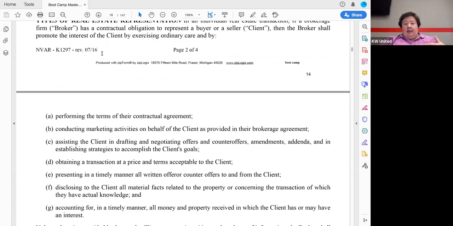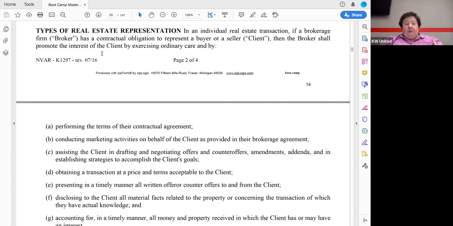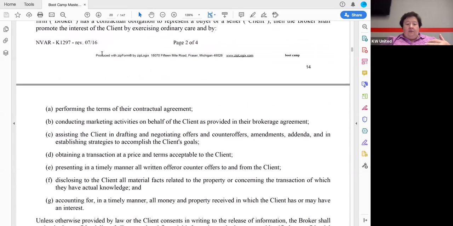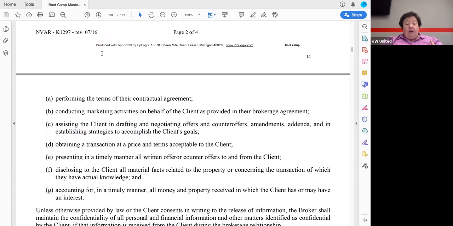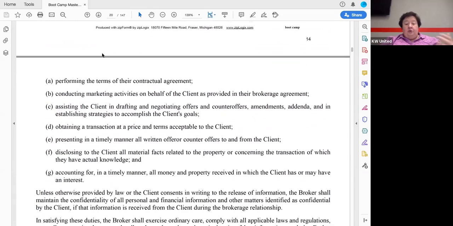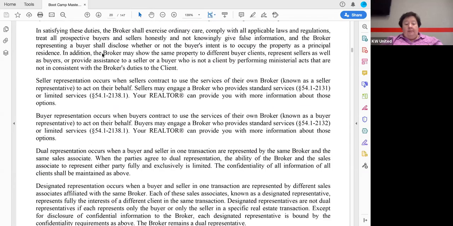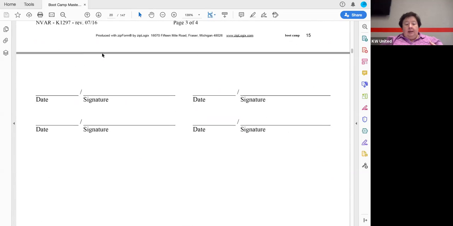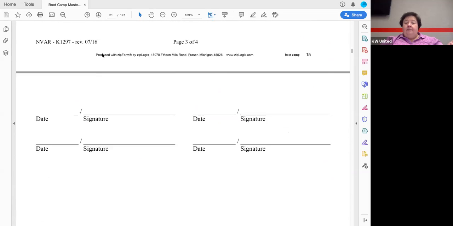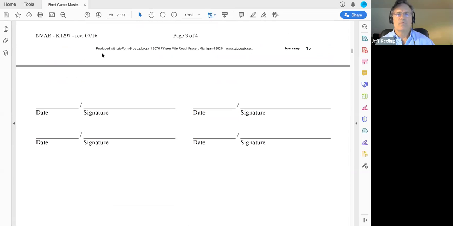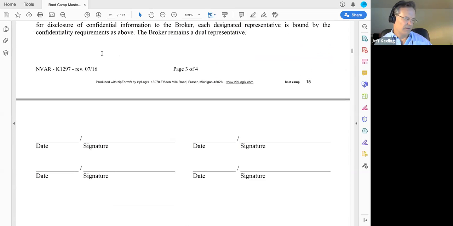Throughout your documents, you're always going through types of representation. You're going to reiterate it here. Again, this is a dictionary for the buyer and seller to refer back to, to see what party is what party. Okay. And then you get them to sign it.